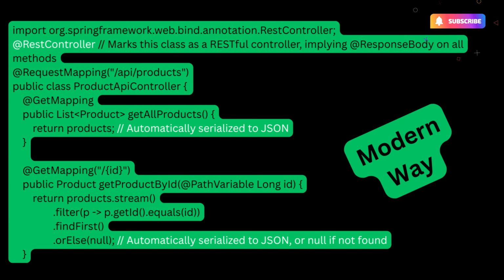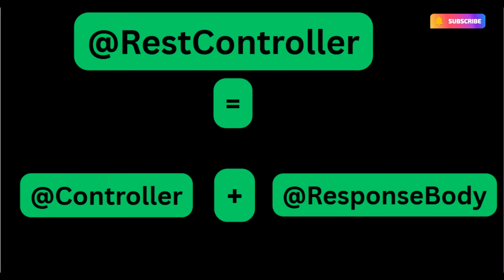If you take an example of @RestController, you see @RestController along with @RequestMapping, then a class written here, then the specific request mapping method. This is going to return a response converted to JSON automatically, because we have annotated the class with @RestController. You can consider this annotation a combination of @Controller plus @ResponseBody.